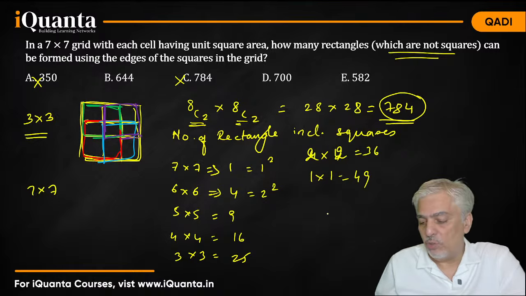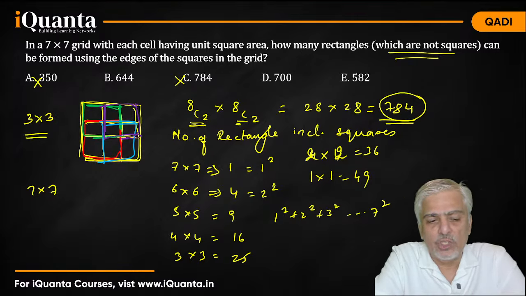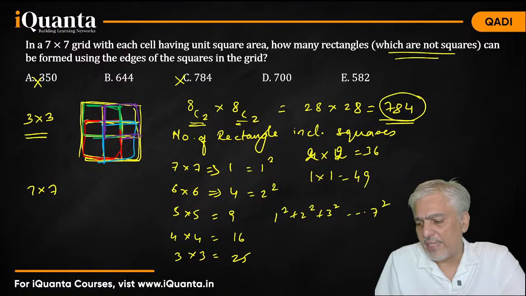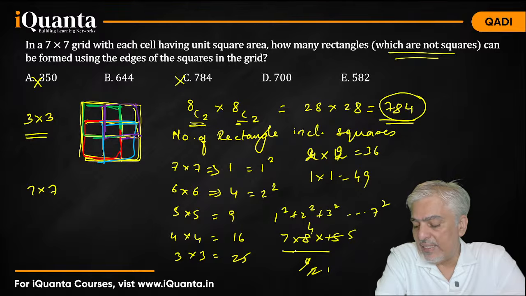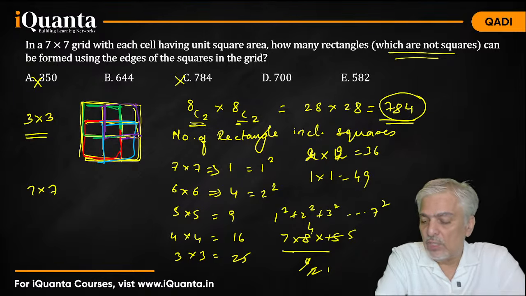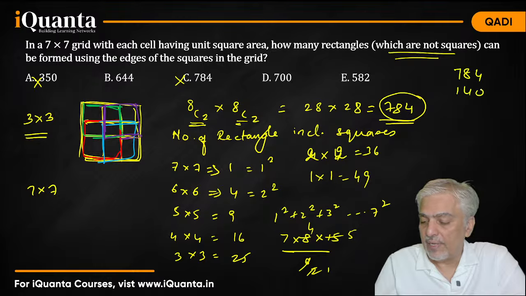So basically we have to do 1 square plus 2 square plus 3 square up till 7 square and add up. We know a formula for this also, and if you want to do it orally, you can do that also. The formula is n into n plus 1 into 2n plus 1 upon 6. So 7 into 8 into 15 by 6, that becomes 20 into 7, 140. So from this 784, I have to subtract 140 because those are squares, and hence this is the answer.